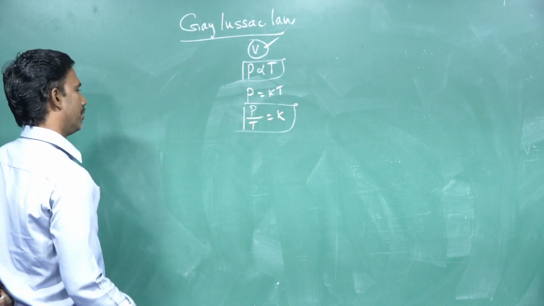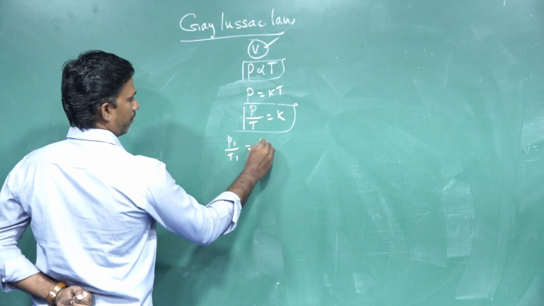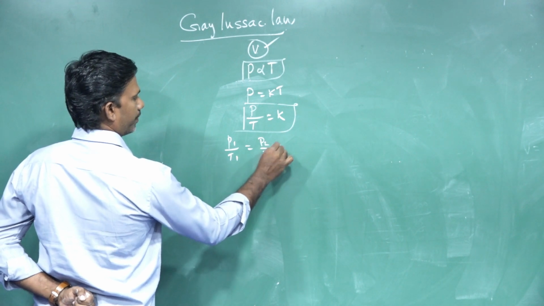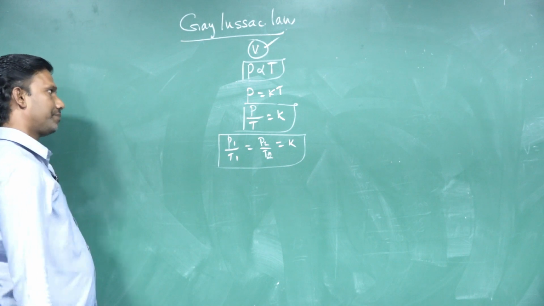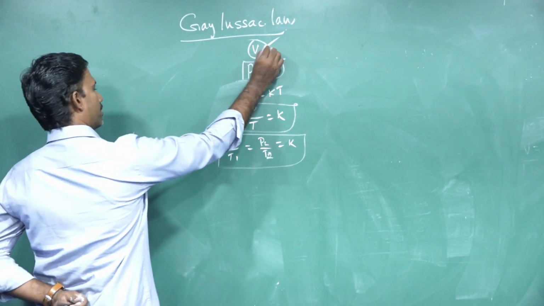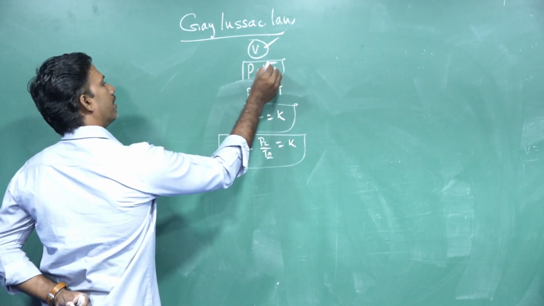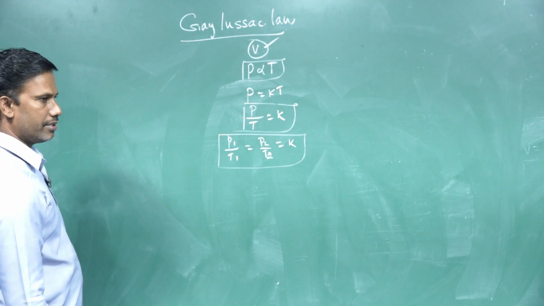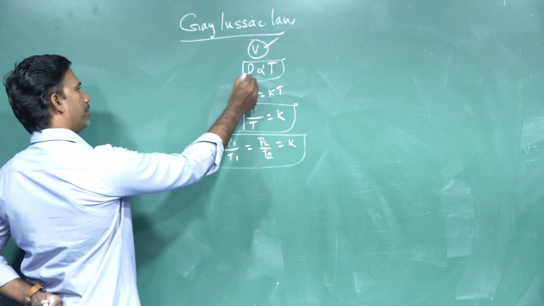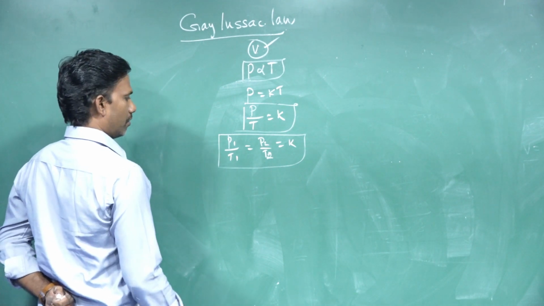Mathematical expression, then for different values of pressure and temperature, P1 by T1 equal to P2 by T2, that is equal to K. Written like this. So volume is a constant. What are you saying, sir? Nothing but at a constant volume, when the temperature increases, pressure also increases. This is the logic. Pressure is directly proportional to the temperature.